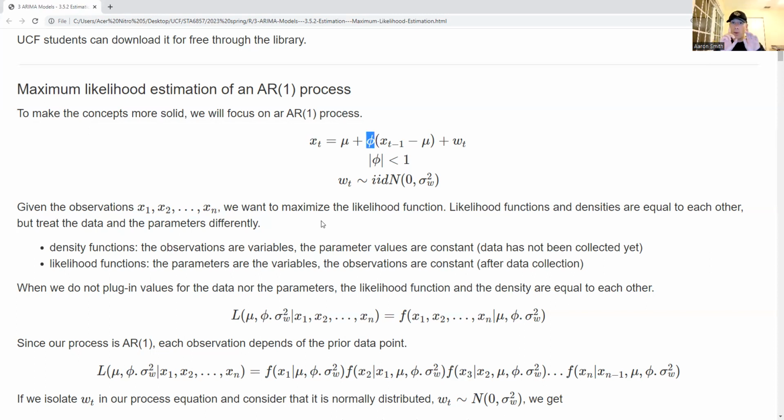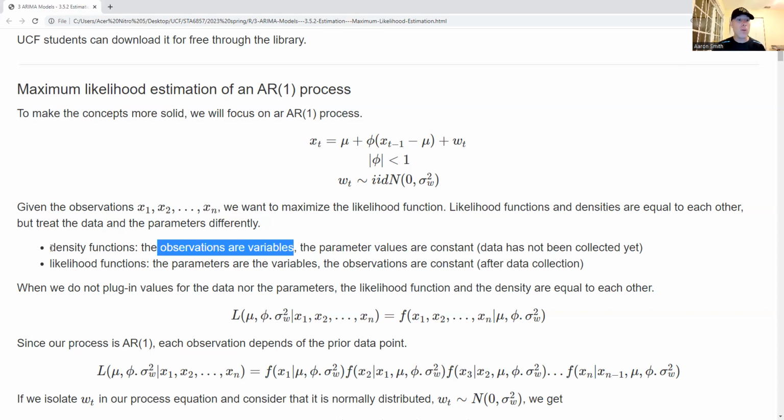Okay, so the approach that we're going to do, we're going to find a likelihood function, and then we're going to maximize that likelihood function. Okay, so likelihood functions and densities are equal to each other, but they take different points of view on what's inside the functions. All right, so a density function, here this is the probability distribution function that we've got. Here, the observations are the variables. So these x's are all observations, and they are the variables.